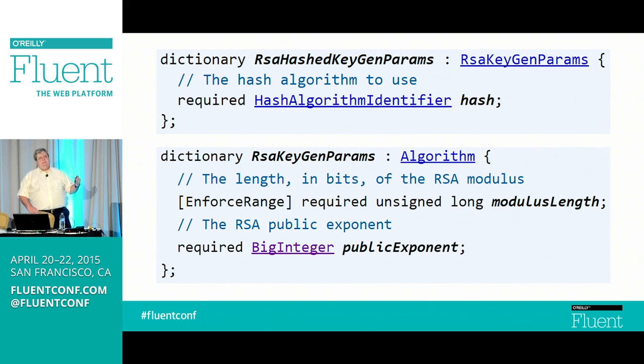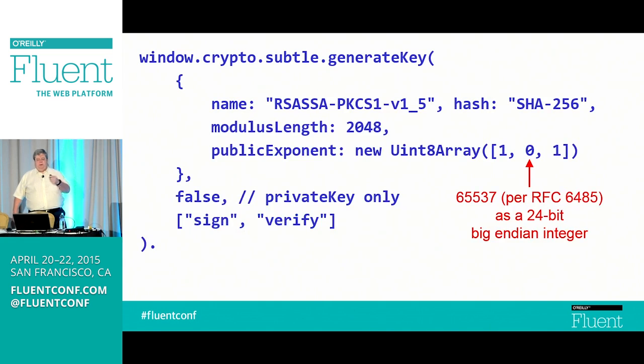But the upshot of this is that that object not only has the name of the algorithm as a property, it also has the name of a hash you need to use for the signing, the modulus length, which is essentially the bit length for RSA, and a public exponent. So we can create a key pair pretty easily now by calling generateKey and giving it an object with those 4 parameters. The name we already saw in the spec.